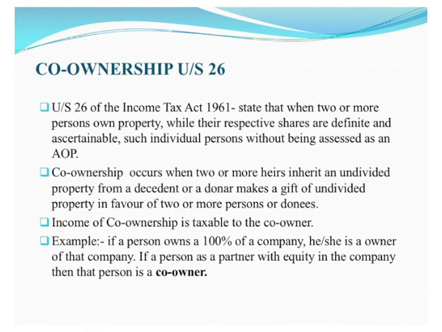Moving on to co-ownership. The next important concept in house property which income tax students should understand is co-ownership, defined under section 26. As the name indicates, under section 26 of the Income Tax Act of 1961, when two or more persons own the property and their respective shares are definite, fixed and ascertainable, then that is co-ownership, and you cannot treat it as an association of persons.